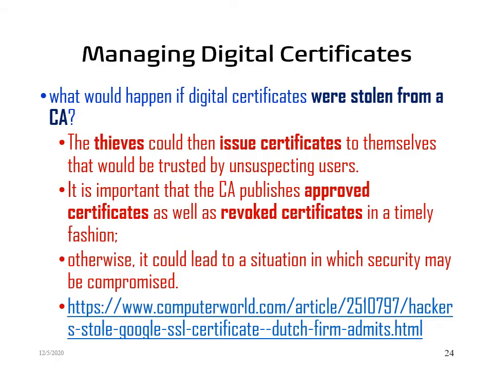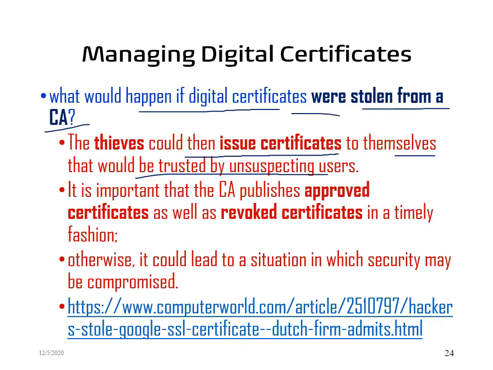So what would happen if digital certificates were stolen from the CA? The certification authority is the first component, the registration authority is the second component, and then the third component is the revocation component. So here, if any digital certificates were stolen from the CA, what is the next step we have to follow? Thieves could then issue certificates to themselves that would be trusted by unsuspecting users. So for the unsuspecting users, the thieves could issue their certificates, right?